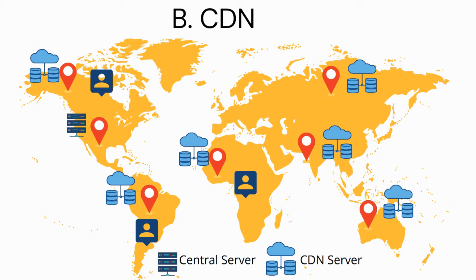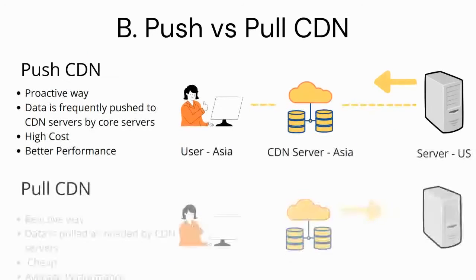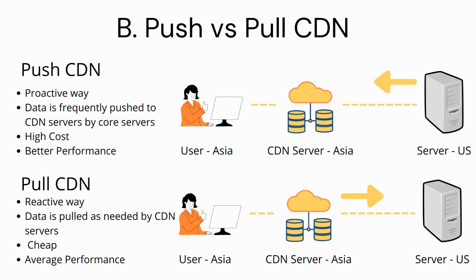Now let's take a look at different types of CDN algorithms. There are two basic types of CDN algorithms, push and pull. CDN algorithms decide how frequently you are going to transfer your data, that is movies, images, and files, from your central server to your CDN servers. Let's try to understand how a push type of CDN works. In this case, the central server will proactively push the data to CDN servers at a fixed interval, let's say 1 hour, 5 hours, etc.